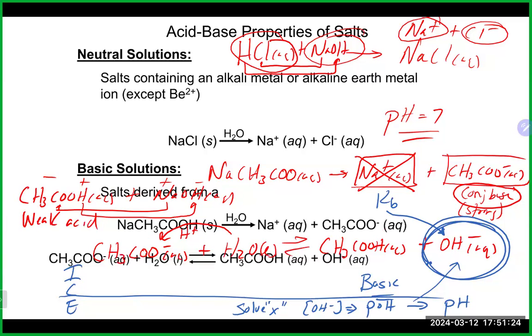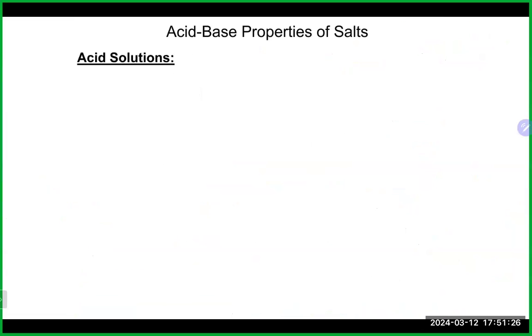Now, there's also salts that are acidic salts. So, for example, if you have perhaps NH4Cl, you would have NH4 plus and Cl minus in this case, right? And this would be our salt and our two parts of the salt here.